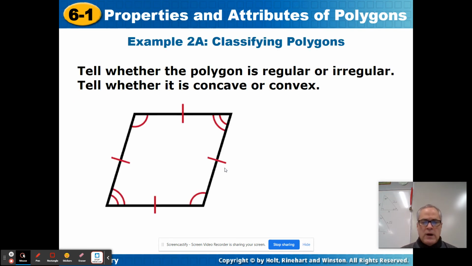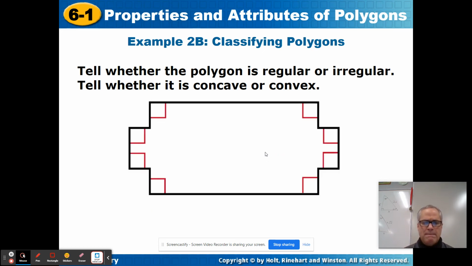Okay, regular or irregular. So this one is irregular because if you notice, although the sides are the same, these angles are different. Concave or convex? This one's called convex because it's not caved in and the rubber band fits snug. Learn one of those. I'm going to use the caved in definition. So irregular, convex.